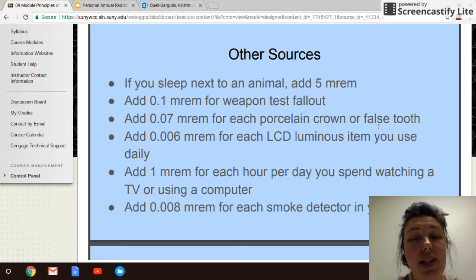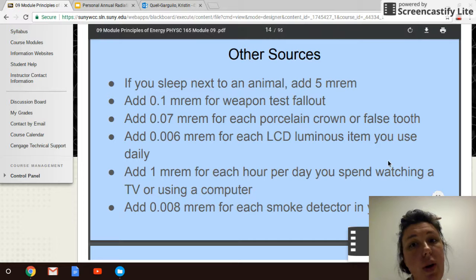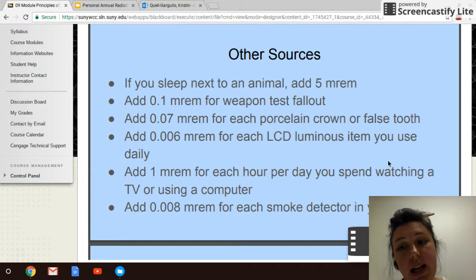Porcelain crowns and false teeth, if you have any fillings, give yourself a 0.07 for each filling. Luminous objects that are LCDs, LCD luminous items, if you happen to sit yourself in front of them, each LCD luminous item that you put yourself in front of daily, give yourself a 0.006 for each one of those. You're going to add 1 mrem for each hour per day you spend watching TV or sitting in front of a computer. And then finally, you're going to give yourself a 0.008 mrem for each smoke detector in your home. So add all those up, and I'm going to pick up with medical sources and totaling up your numbers.